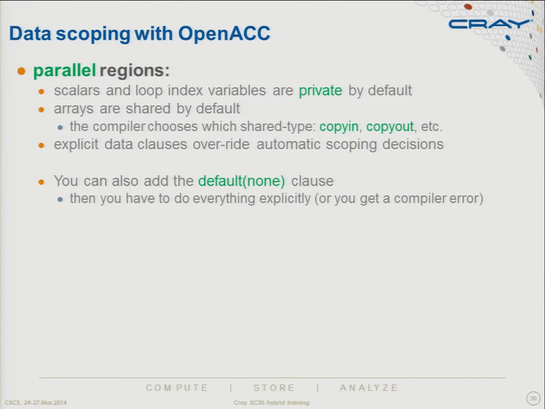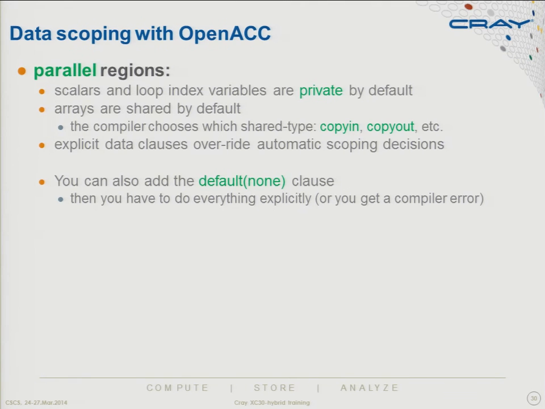So within a parallel region, scalars and loop index variables are private by default. You don't need to say they are. This is different to OpenMP. In OpenMP, loop indices are private by default, but scalars are not. So there's a difference with OpenMP if you've used it. Arrays are shared by default, and the compiler will make a decision, as I said, based on data movement as to whether it's copy in, copy out, or whatever. You can change all of this by using explicit clauses. If you like the approach of not wanting the compiler to do anything, and wanting to do everything yourself, you can use a default none clause, and then you have to do everything. And if you don't do it, the compiler will complain.